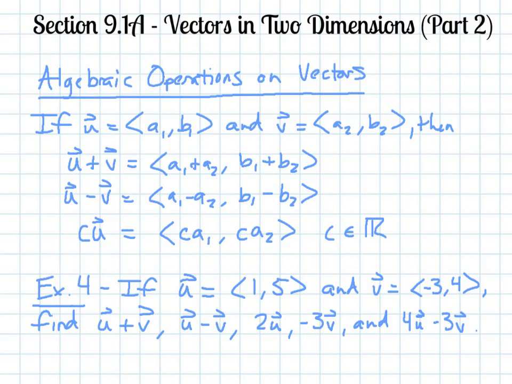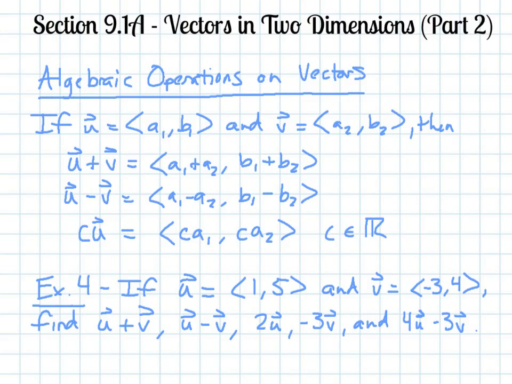So here, if you have two vectors, vector u and vector v, if you add your two vectors to each other, then that means your values in the first part, so your a sub 1 and a sub 2, add to each other, and your b sub 1 and b sub 2 add to each other. Okay, just like for subtraction, you're going to subtract your first values and you subtract your second values.